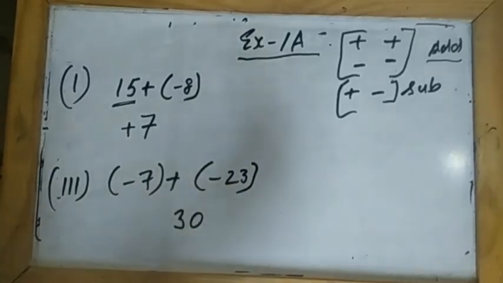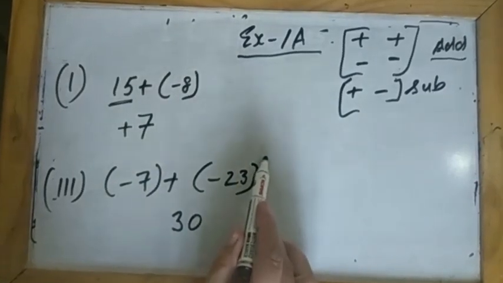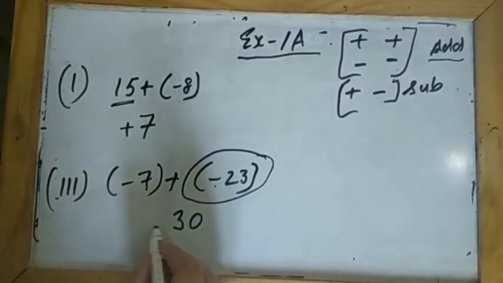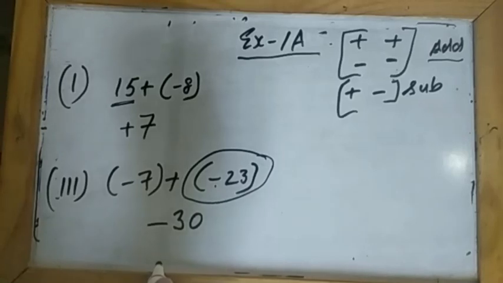So it will become 30. And what about the sign? I said the sign is always of the bigger integer. So which integer is bigger? So 23 is bigger, so its sign is negative. So put a negative sign over here. So the answer is minus 30.